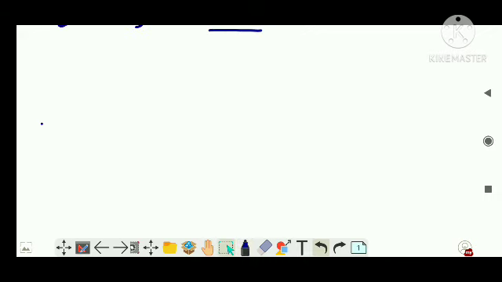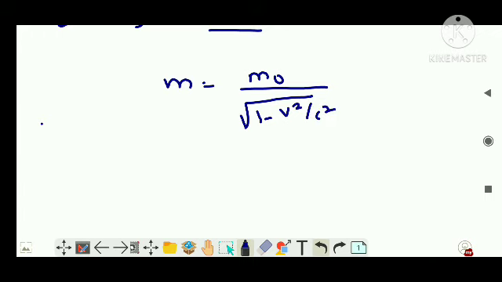What does the equation say? The current mass, which is the mass of the object in motion, is equal to the rest mass divided by root of 1 minus v squared by c squared. That is, if the initial mass was at rest, after it starts to move with velocity v, the new mass depends upon the initial mass in this way.